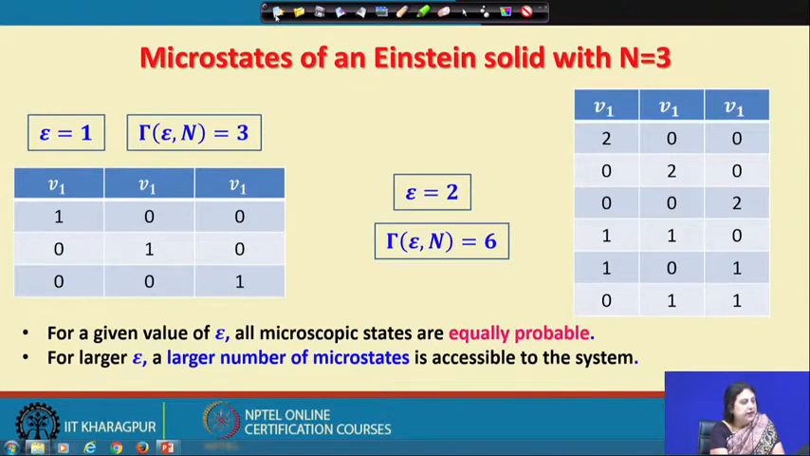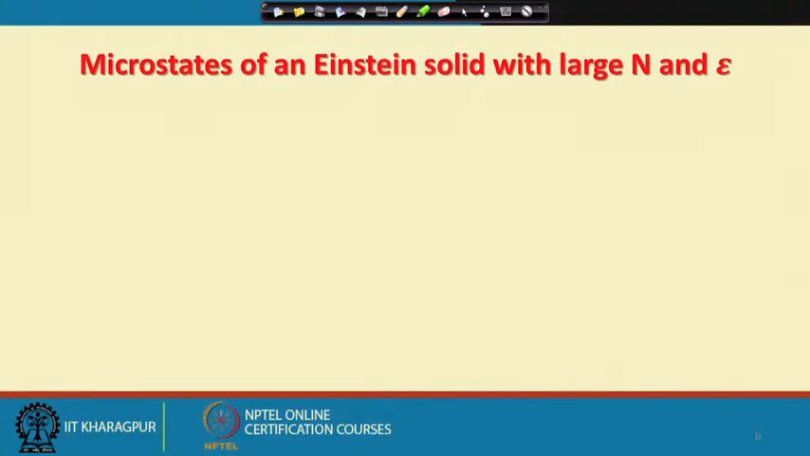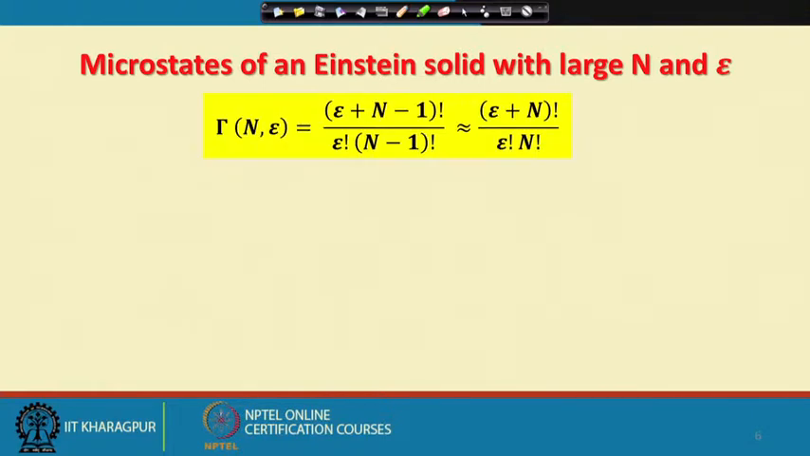Once we have revised what we have done before, then we can go ahead and ask this question: what is going to happen to the number of microstates when I have a very large number of particles and a sufficiently large amount of energy? So, let us next address the question of microstates of an Einstein solid with a large N and epsilon.